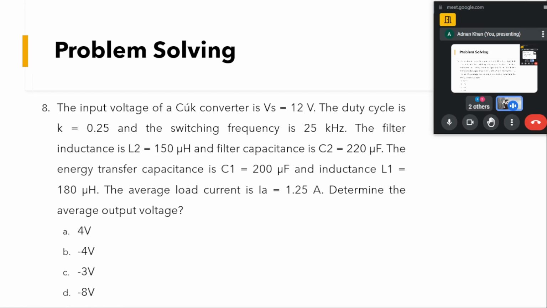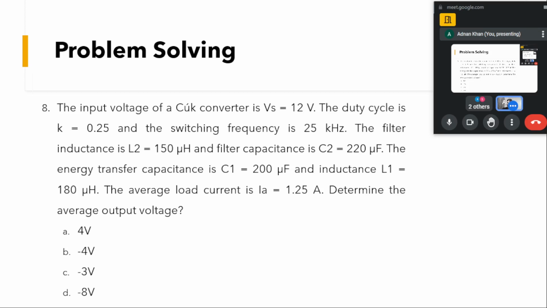Now we will move forward to question number 8. The input voltage of a Cuk converter is 12 volts. We had discussed it at the beginning. Here also what is given is the duty cycle, 0.25, and the switching frequency is 25 kilohertz, at which the Cuk converter is being operated.